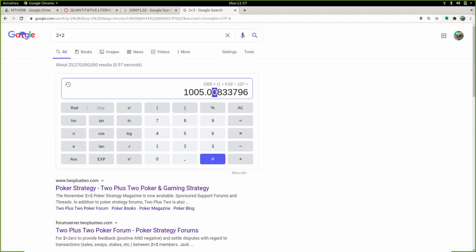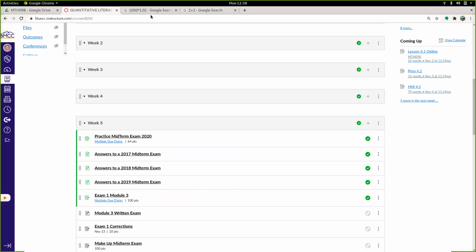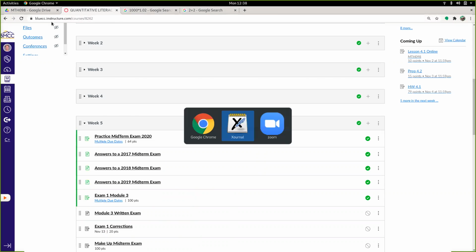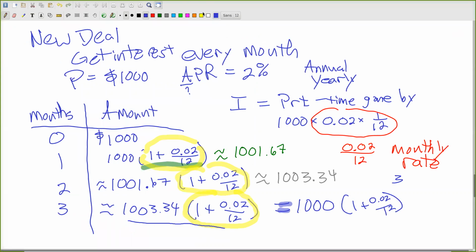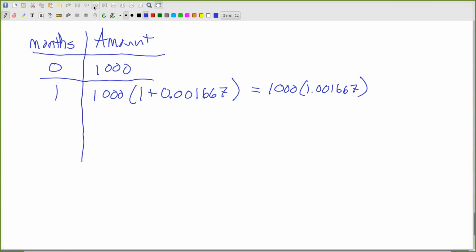So this repeated multiplication by that 1 plus the rate gives us a new formula. So let's just summarize what we have, and then I'm going to set you guys free to collaborate on the lesson. So new page, summary. So summary of compound interest so far.